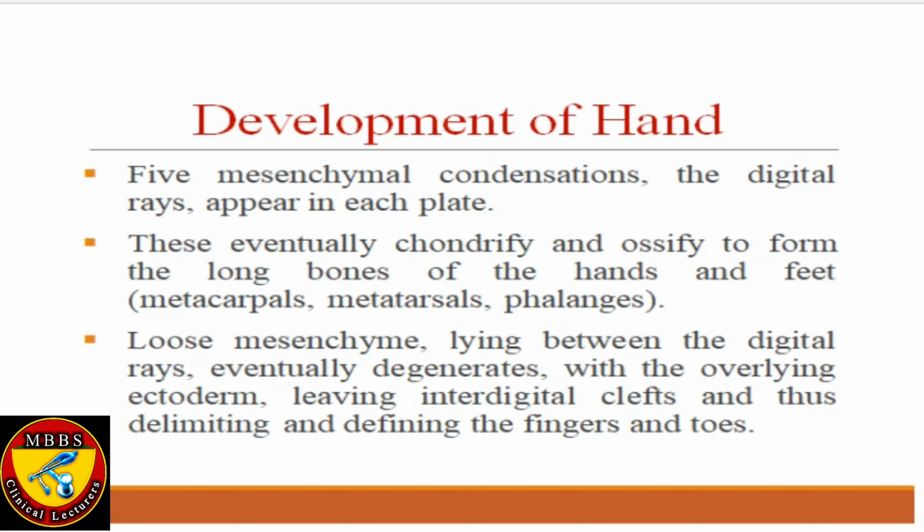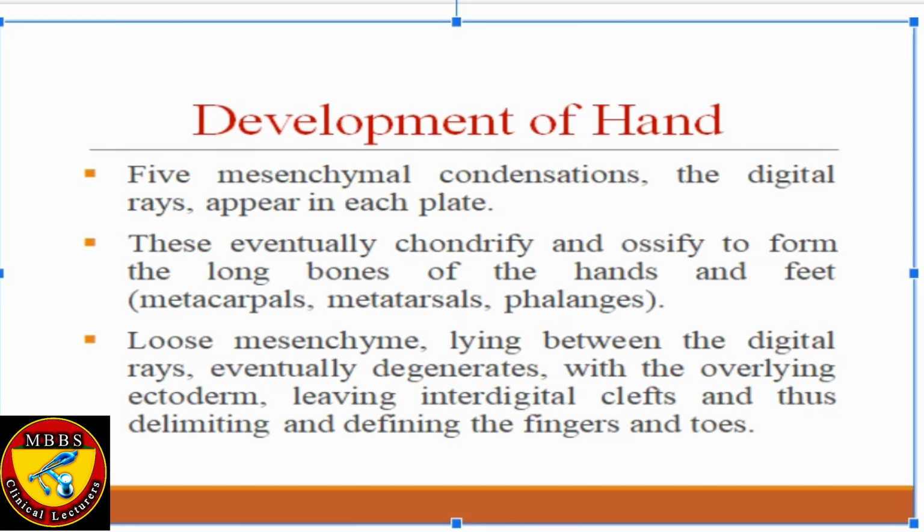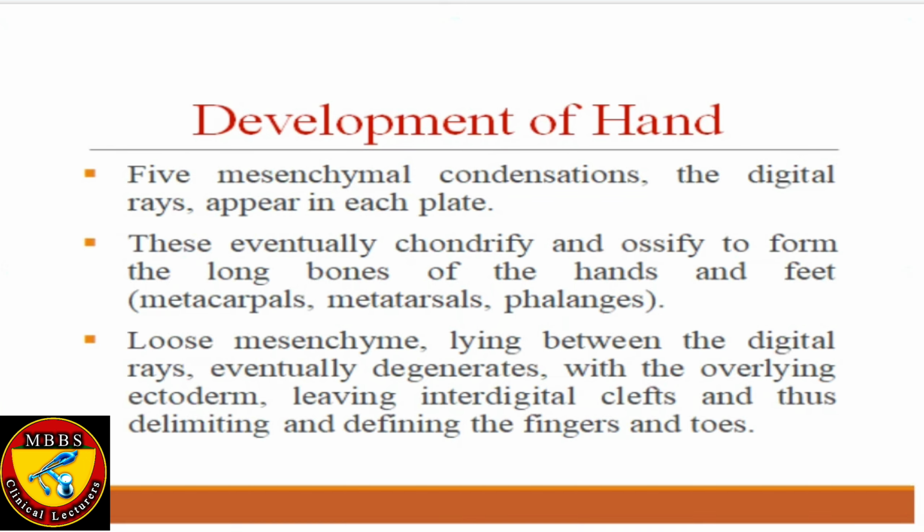We initially said we had the buds, we have the plates, mesenchymal plates, and slowly and gradually there are 5 digital rays that appear within these limb buds. Then the mesenchymal structure changes into a cartilaginous form, and slowly and gradually they ossify, and eventually we have the long bones of the hand and the feet.